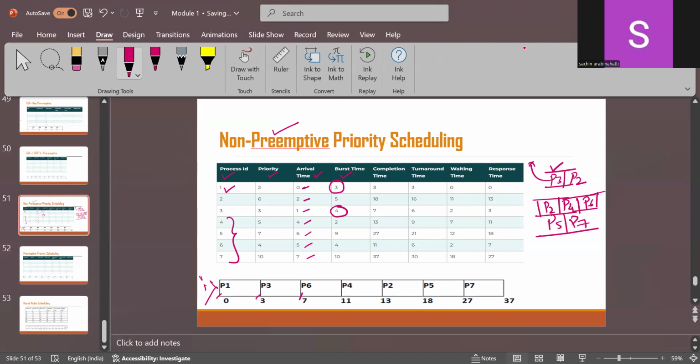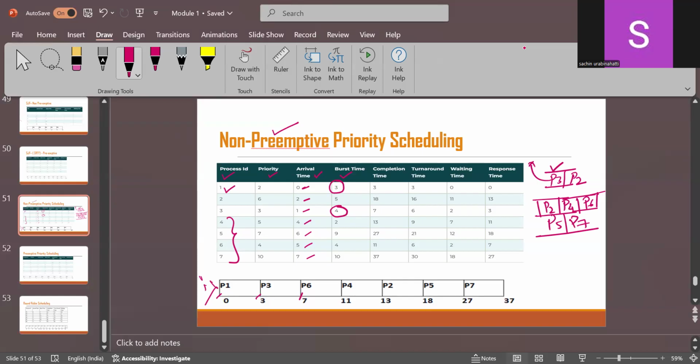So after P3, which one will be executed now? According to the arrival time, P3 has been executed successfully. At the 3rd unit of time, all of these have arrived. But it is not only the arrival time by which we have to run them. When process P1 was executing, at zero, there were definitely no processes waiting. That is why it executed till 3 units of time.